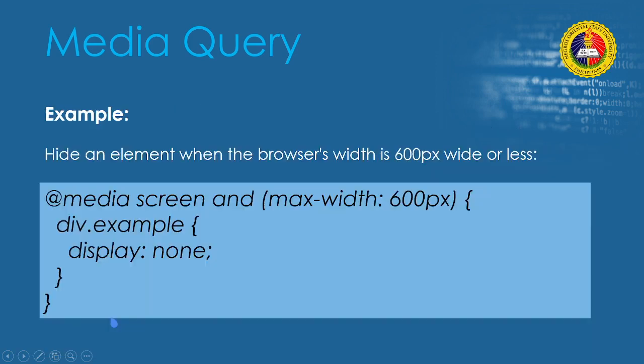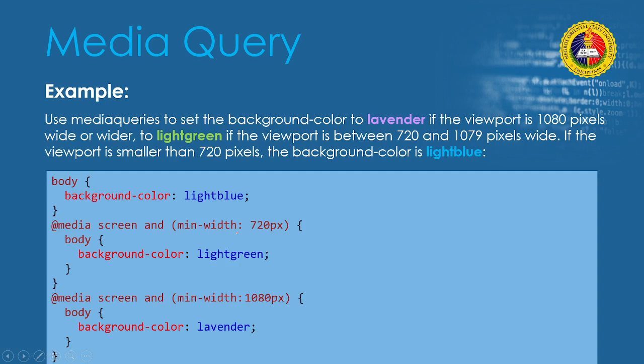So we also have orientation. So this is an example. In this example, it will hide an element when the browser width is 600 pixels wide or less. So we're using max width as our media feature, which is 600 pixels, meaning if 600 pixels and below, then the element will be hidden because we set display none. But if it's going to be 601 and above, then this will not be executed.